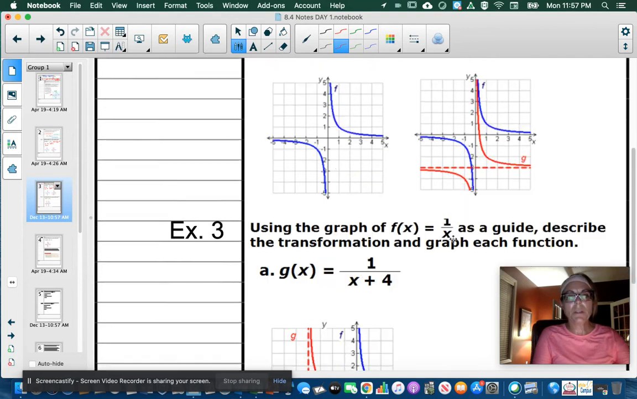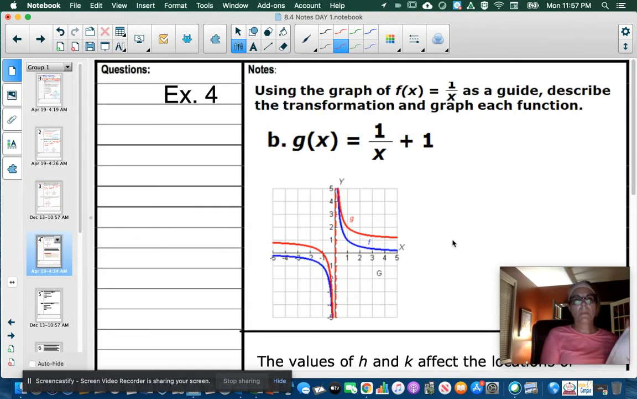Example 3, we're going to save for class. And it looks like we're saving example 4 for class.